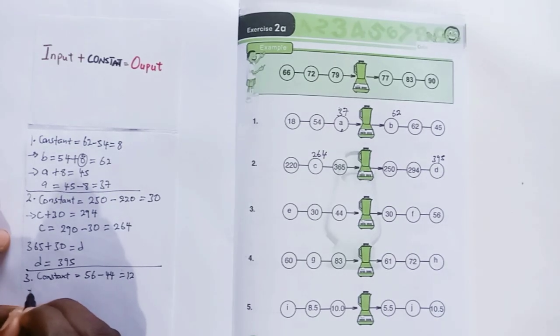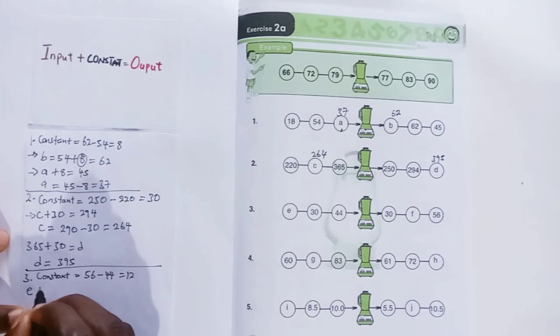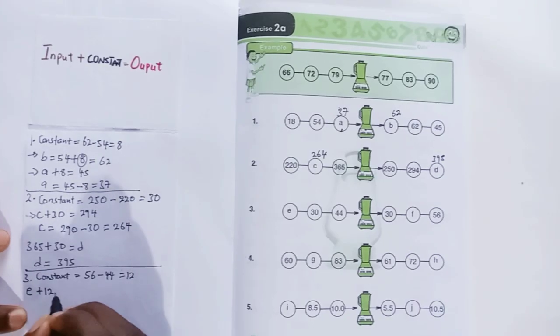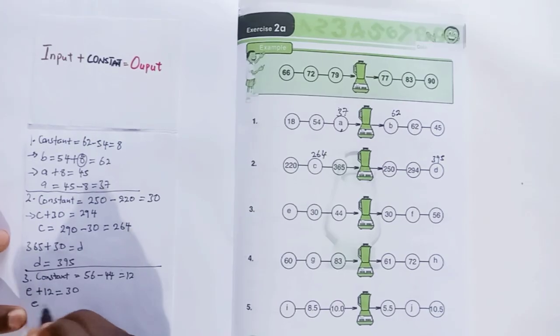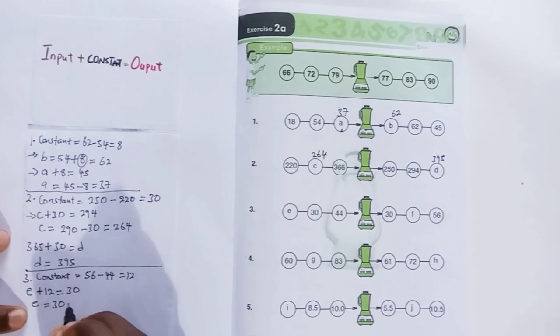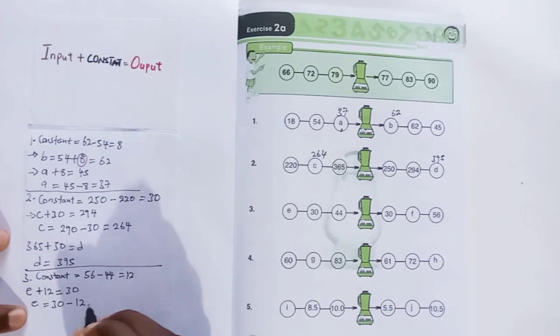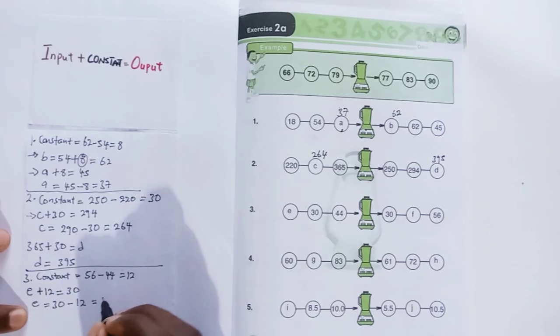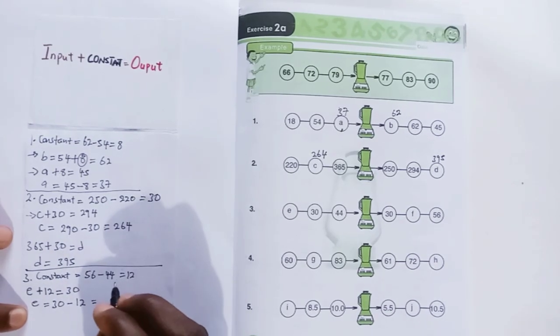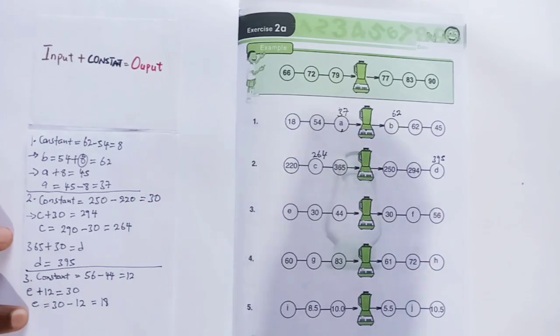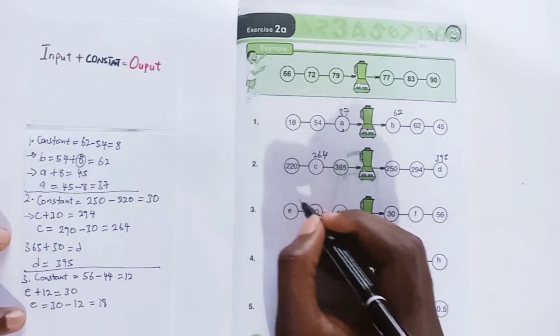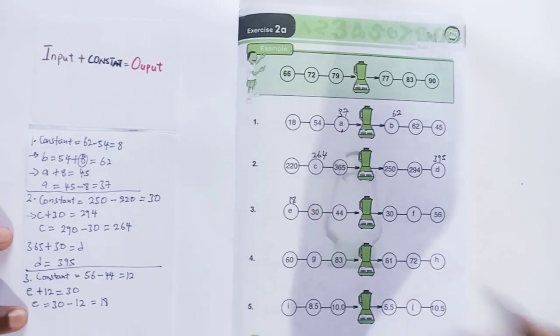So what will E now be? E plus the constant 12 will give us 30. So E will be equal to 30 minus 12, which is equal to 18. So here, E will be equal to 18.